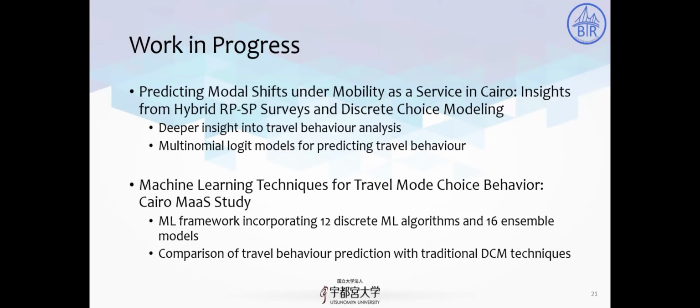It incorporated 12 discrete ML algorithms and 16 ensemble models, considering fusion models and weighted average. And we did a comparison of this with traditional DCM techniques. So stay tuned, at some point in time, this could be an interesting work to you.